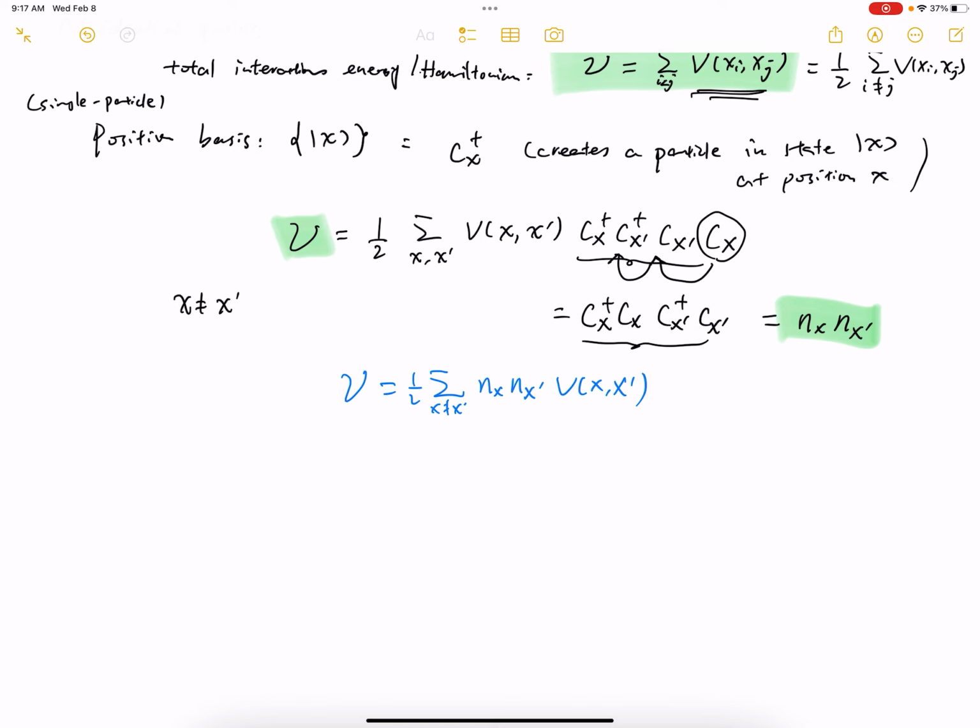The simple example is that I have exactly one particle at x and one particle at x prime. In that case, both of these are equal to 1, and then you're exactly just representing the interaction energy of these two particles, one at x and one at x prime, right? If I have multiple particles, then you basically just multiply them by nx and nx prime, right?